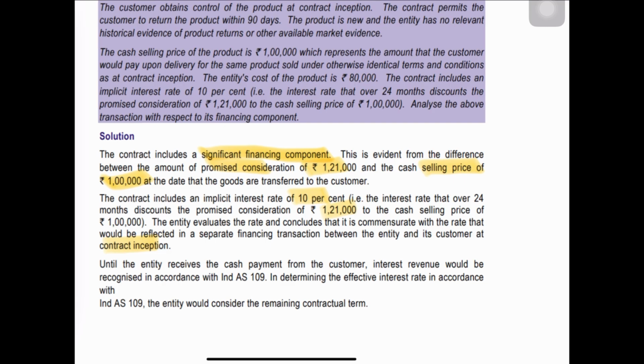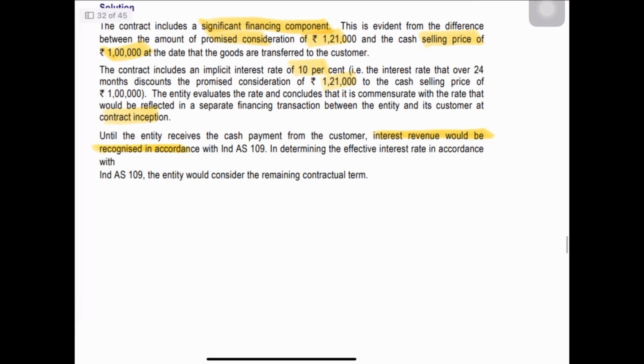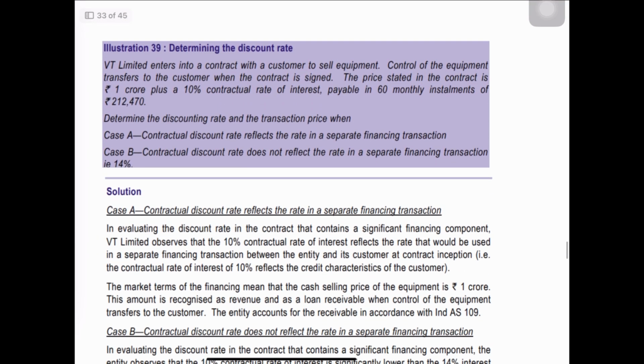So until the entity receives the cash payment from the customer, interest revenue would be recognized in accordance with Ind AS 109. Interest income for 21,000 rupees would be recognized under Ind AS 109. Okay, we'll move on to the next example.